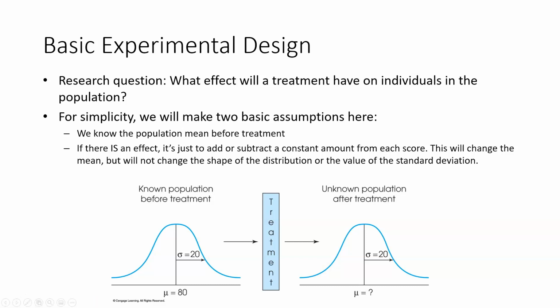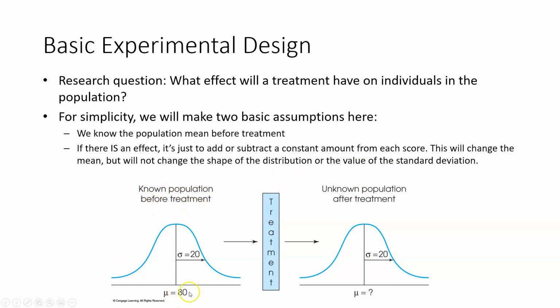This means our treatment has to be an additive or subtractive effect. If it were multiplicative, where it takes small values and results in still small values, but takes big values and makes even larger changes from them, then we couldn't use these kinds of statistics to evaluate those treatments. So an example here is given in this figure where we know the population before treatment.